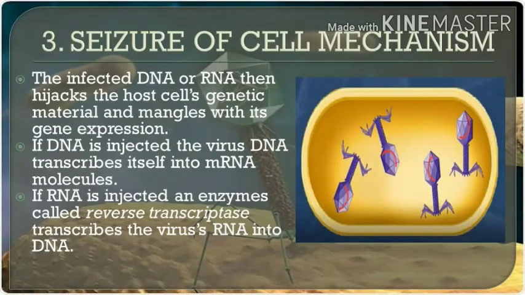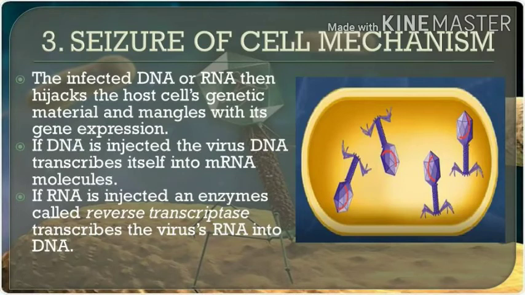Then we have seizure of cell mechanism, or synthesis. The infected DNA or RNA then hijacks the host cell's genetic material and meddles with its gene expression. If DNA is injected, the virus DNA transcribes itself into mRNA molecules. These molecules can control the host ribosomes. Thus, the virus gains control of the host cell's mechanisms. If RNA is injected, an enzyme called reverse transcriptase transcribes the virus RNA into DNA.